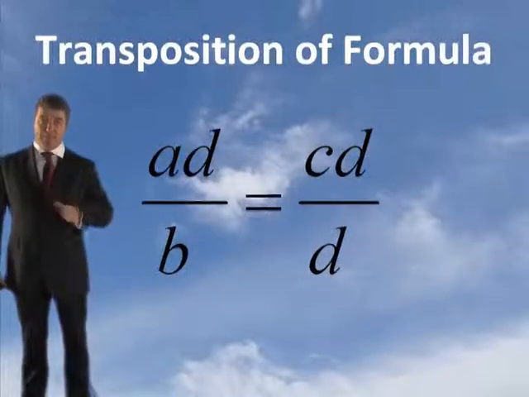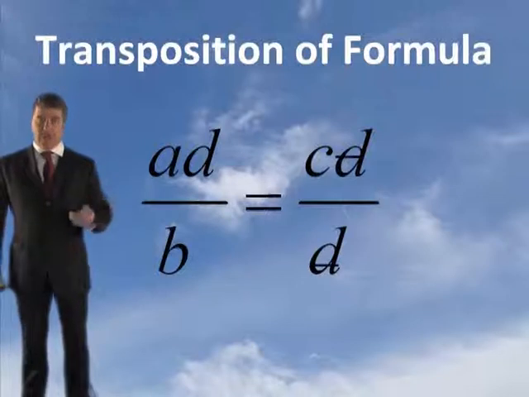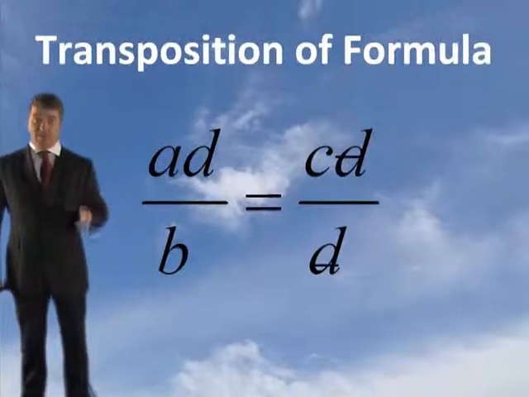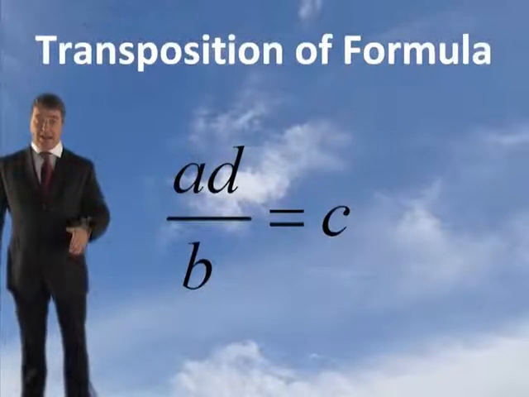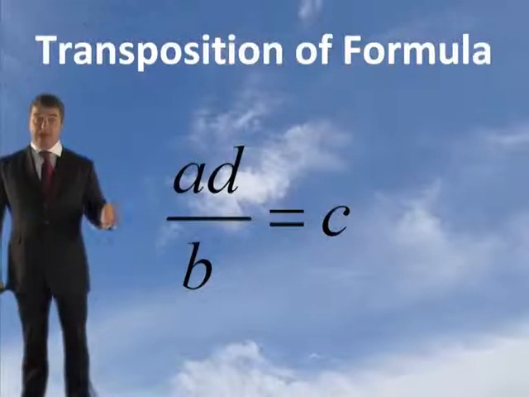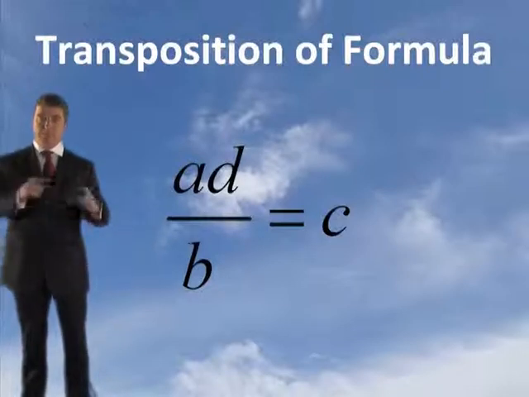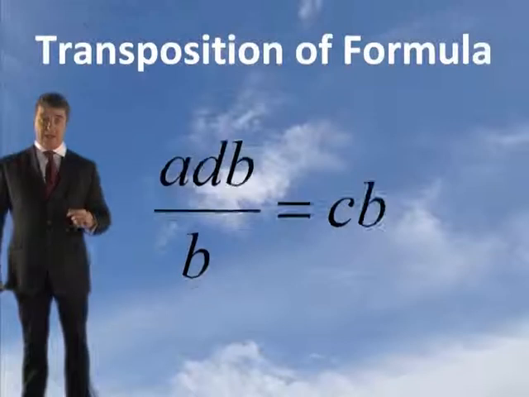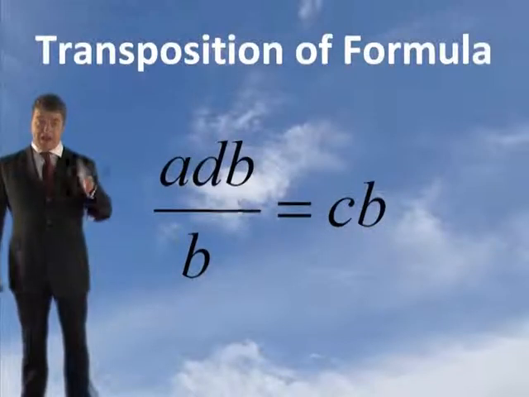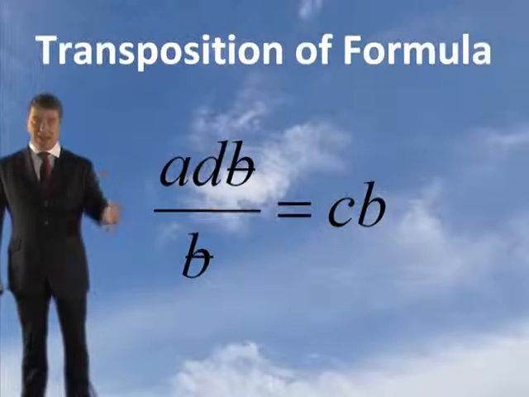Once you've multiplied both sides by D, as you can see here, you can cancel out the D. You can cancel it out now by dividing it out, and that gives you this then, AD divided by B equals C. Then, how do you get rid of the B? Well, multiply both sides by B. Well, if you multiply both sides by B, you get this. You cancel out the B, because it's B divided by B, you get this.